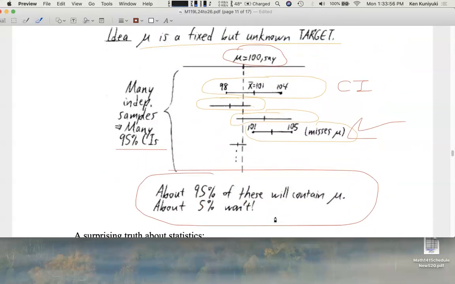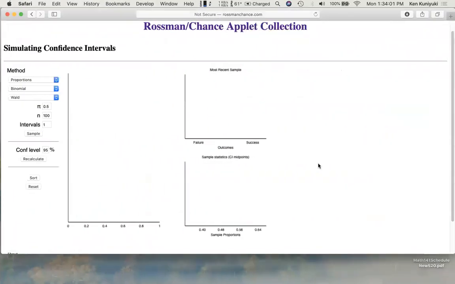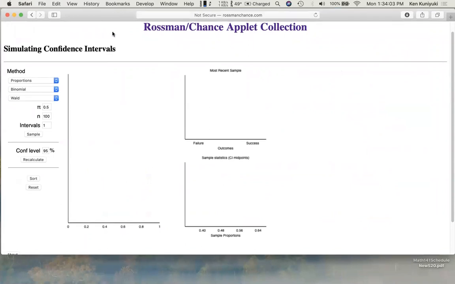All right. Now, if you don't believe me, let's take a look at this applet. It's the Rossman Chance applet from a couple of professors at Cal Poly San Luis Obispo. In fact, let's take a look at this applet in the next video.